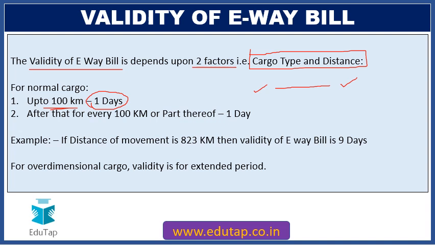So if the distance of movement is 823 kilometers, then for 800 kilometers the validity is going to be 8 days, and for 23 kilometers it is going to be the next 1 day. That is a total of 9 days validity. So there is a restriction on the validity of the e-way bill in order to check its misuse. Now, if the cargo is not normal cargo, if it is big cargo or over-dimensional cargo, the validity is for an extended period. It is not for 1 day, but for an extended period.